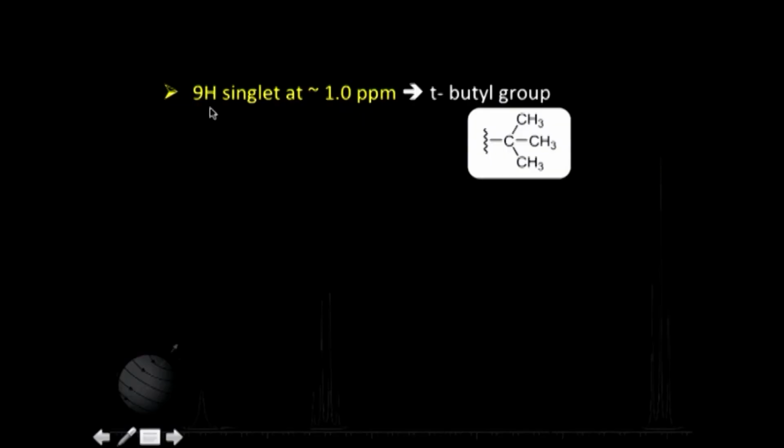Let us move further and look at the signals. The first signal is a 9 proton singlet around 1 ppm. Around 1 ppm, that is typical of an aliphatic methyl group. But since there are 9 protons, that suggests about 3 methyl groups, and since it is a singlet, all of them have no neighbors. That is a typical possibility when these 3 methyl groups are attached to a carbon atom to form a tertiary butyl group. So, these 9 protons are most likely because of the tertiary butyl group.